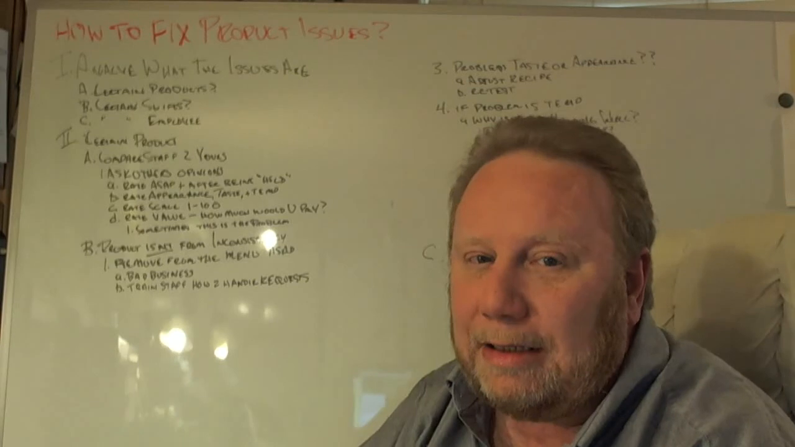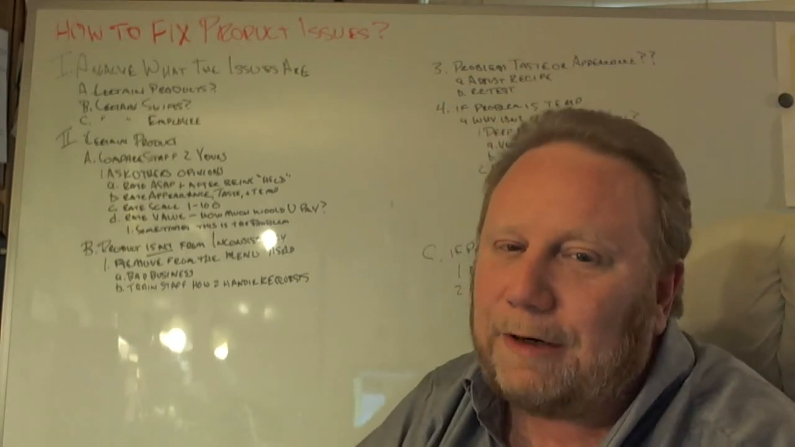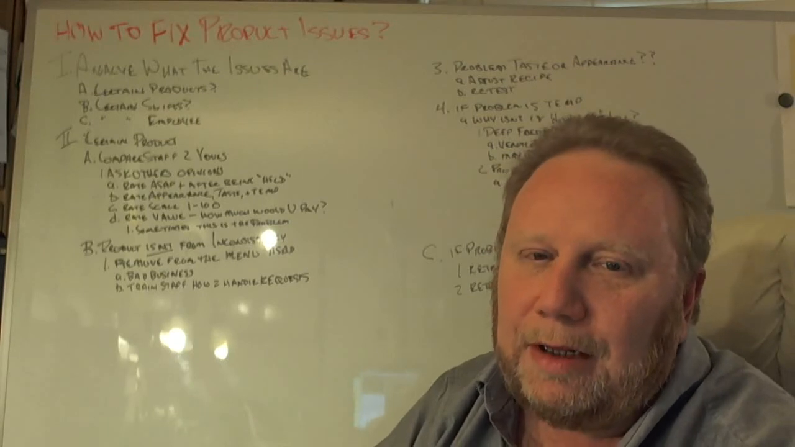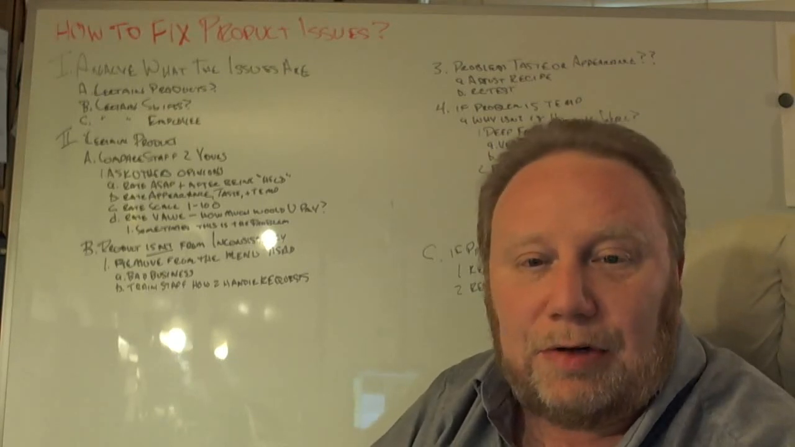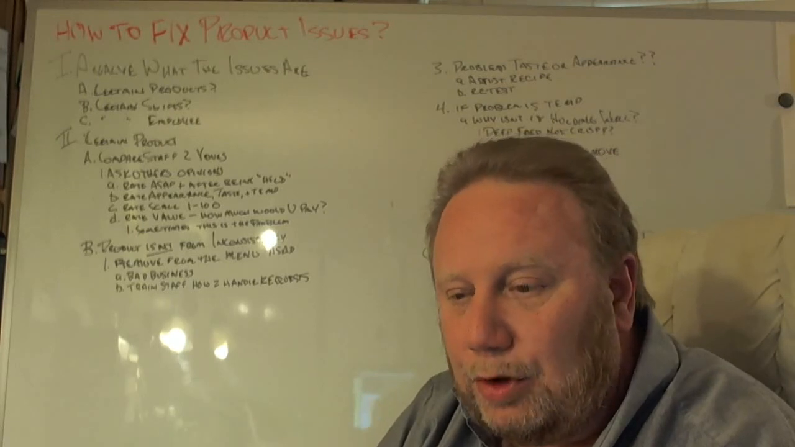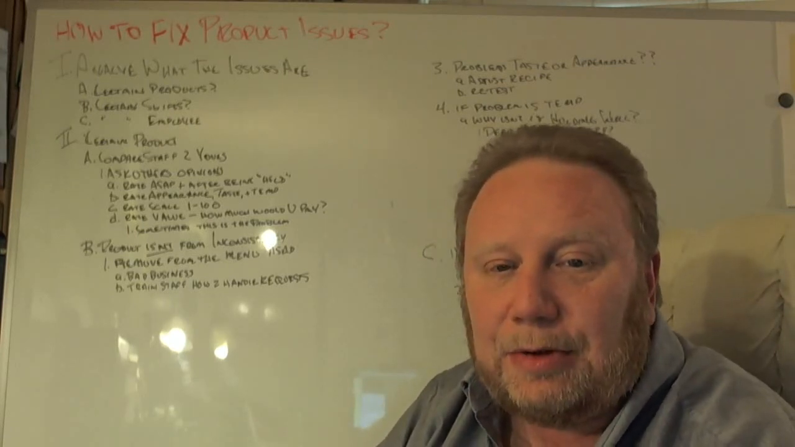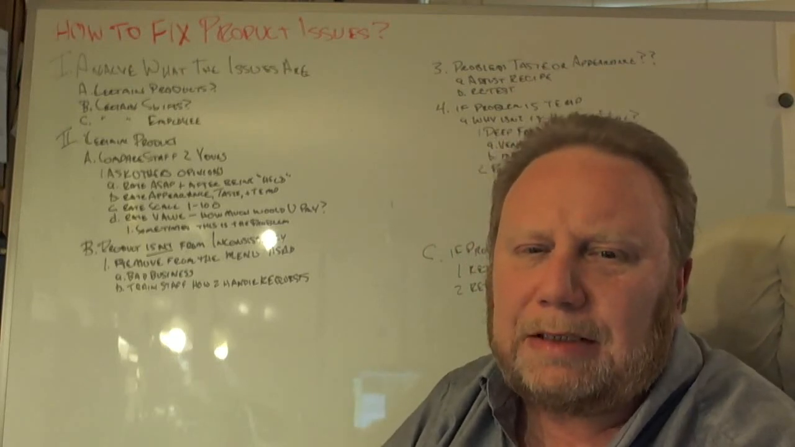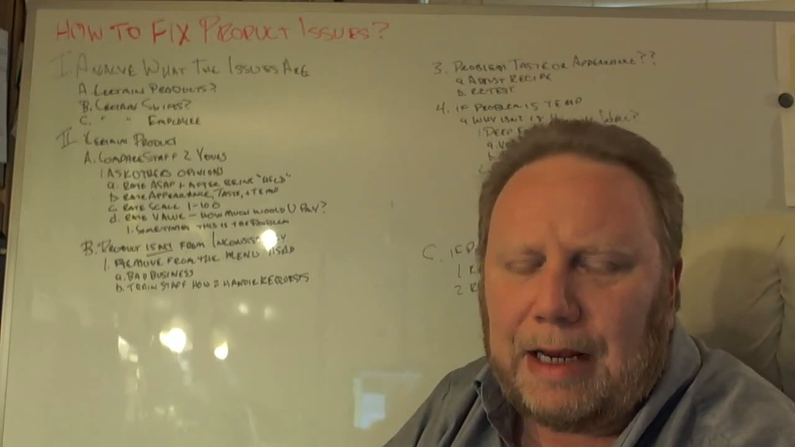Pull the product. Don't serve it anymore. Why serve product people are complaining about? You're just asking for more trouble. And then as soon as you do that, you need to inform your staff as to how to deal with this. You know, when someone asks for it, say, "Well, we'll give you a free drink because we've temporarily pulled this off the menu."